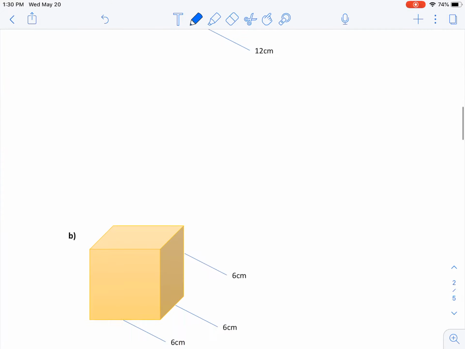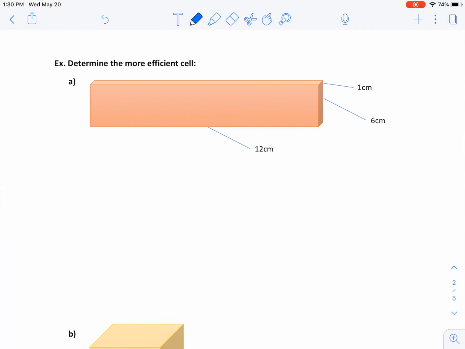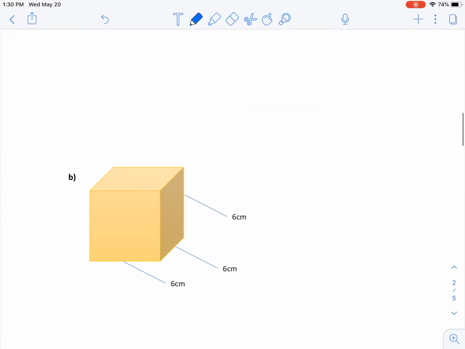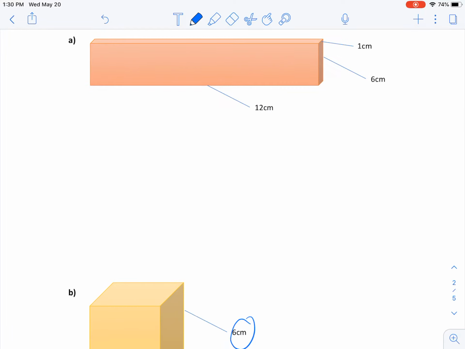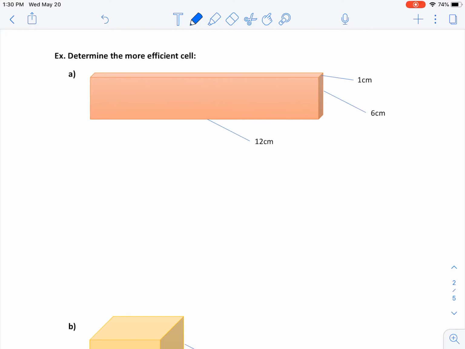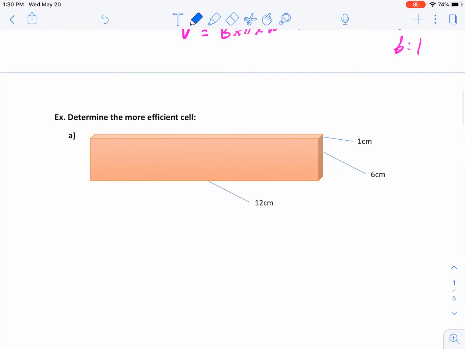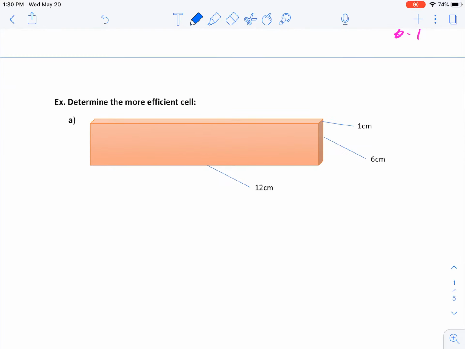Alright, but what if these aren't cubes? What if they're different shapes, like this and this? This one's a cube, but this one's not a cube. This one has a lot larger sides than some of these sides, but this one's got a really long edge. Now, when you have a bigger object, you have more surface area. But when you have a bigger object, you also have more volume. So we have to use the math to figure out which one would be more efficient. So let's take a look.